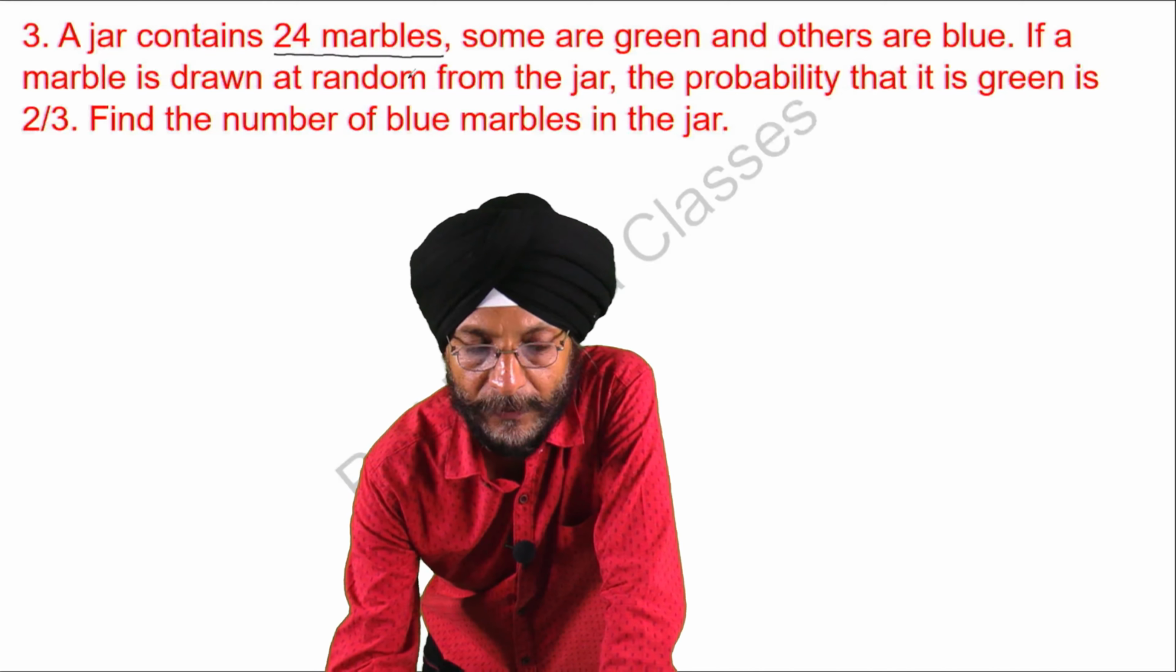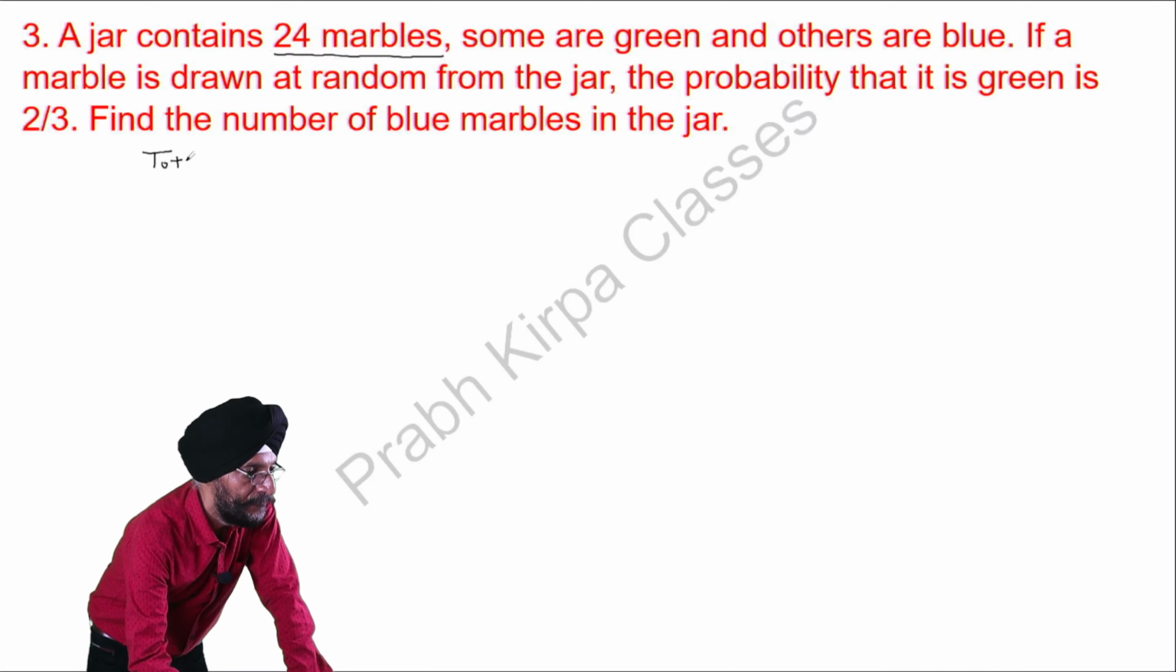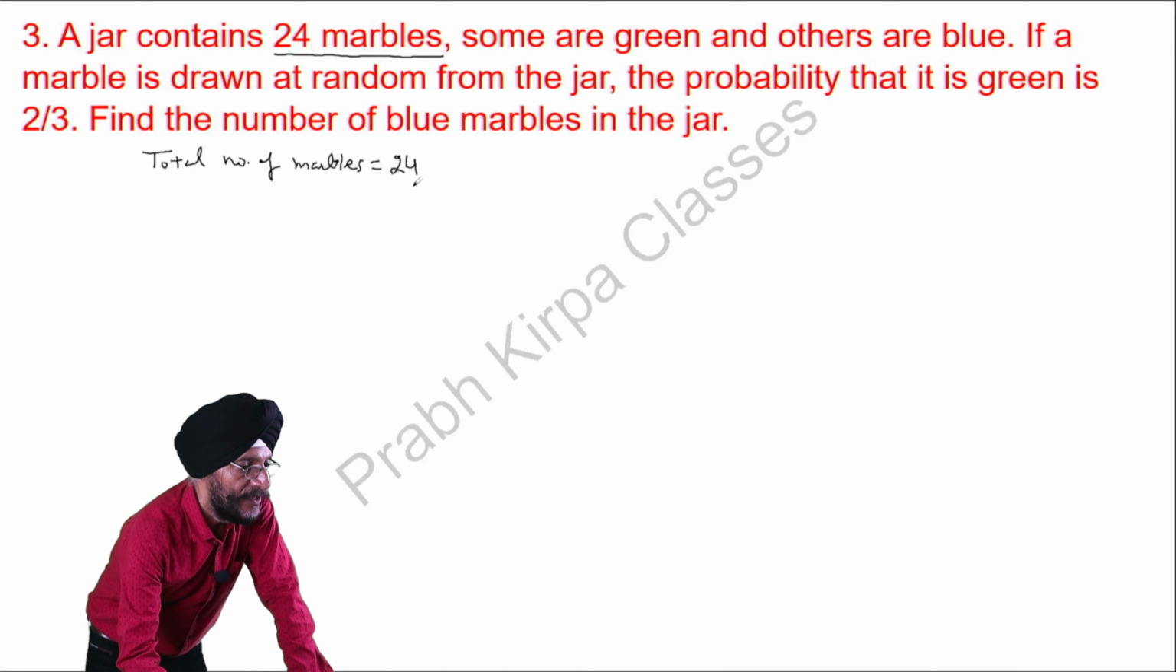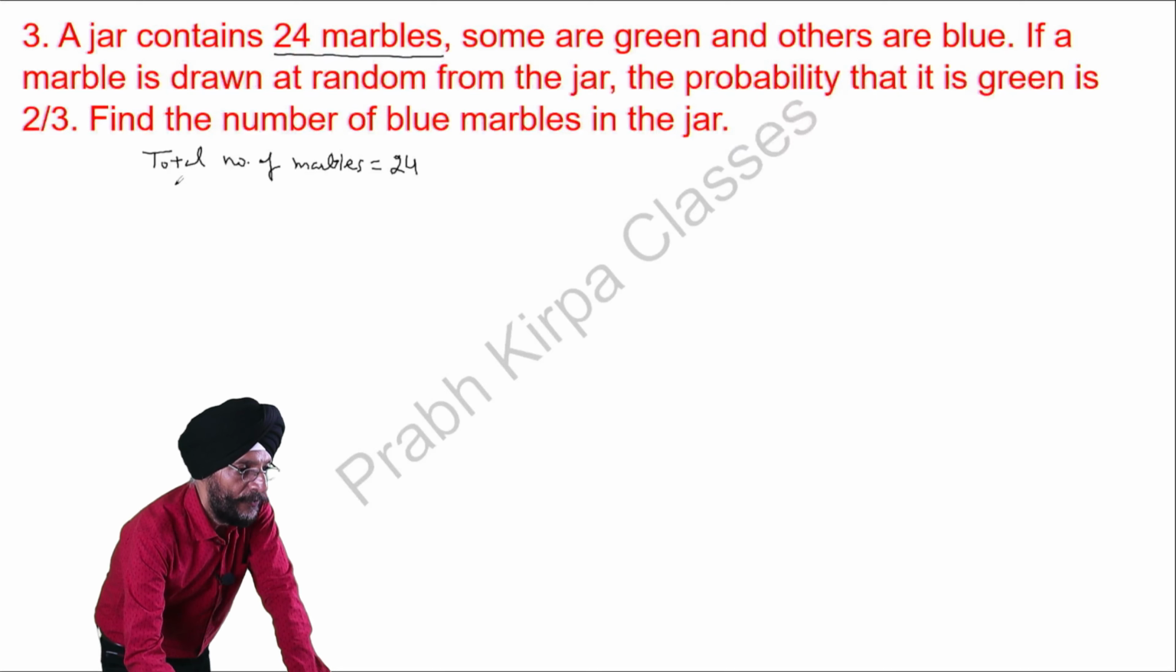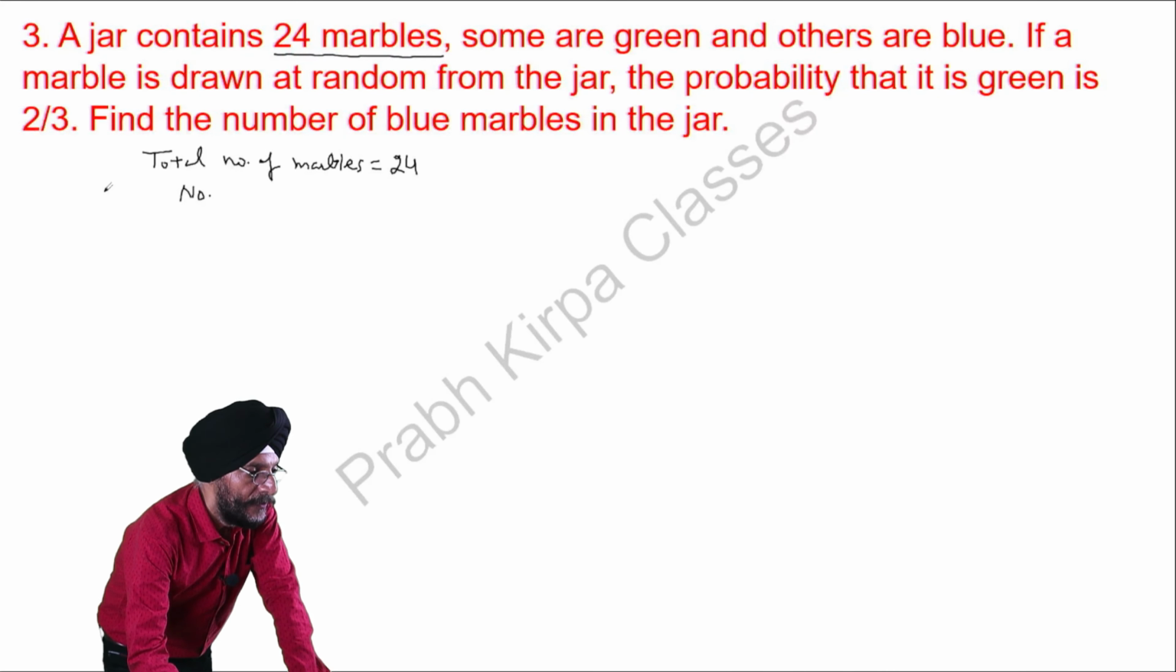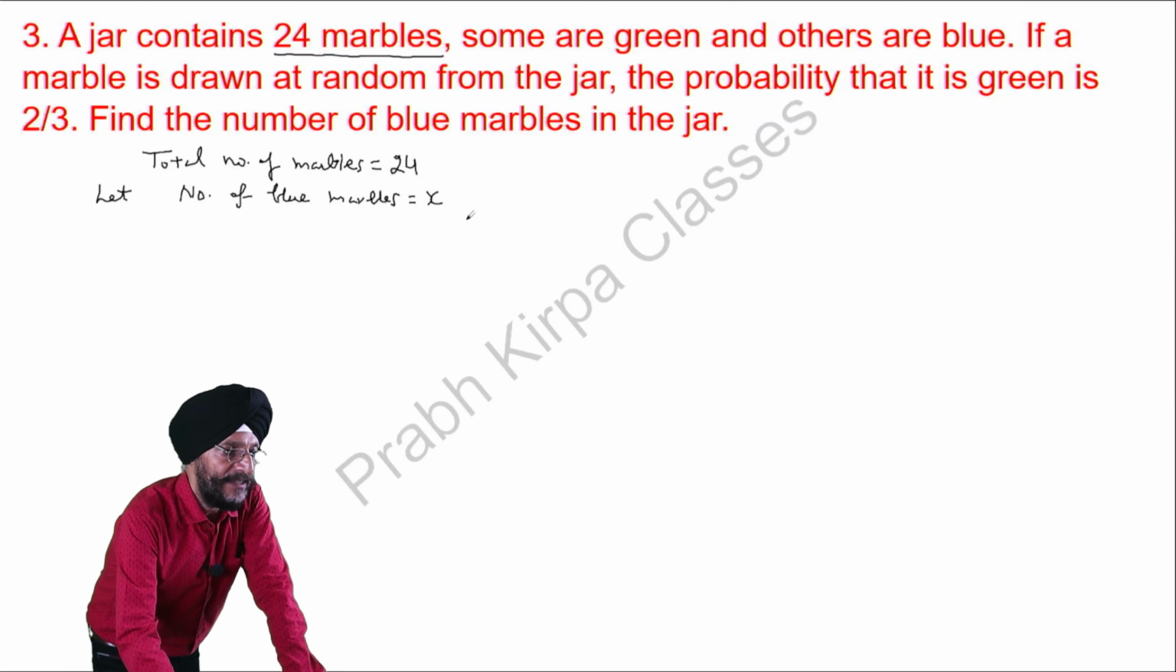The jar contains 24 marbles, the total number of marbles. These are given as 24. What we are to find out? We are to find out the blue marbles. Let the number of blue marbles be equal to x. We assume that blue marbles are x in number.